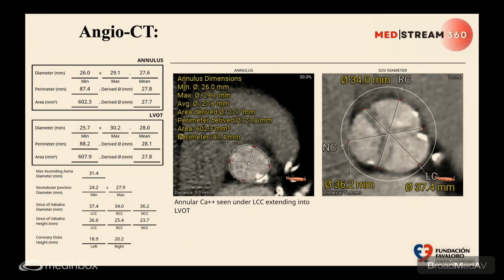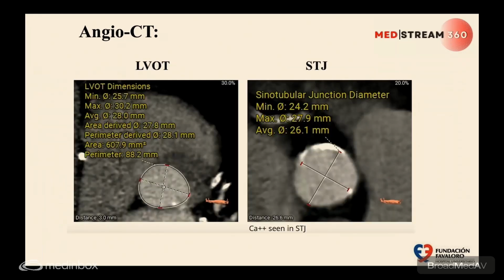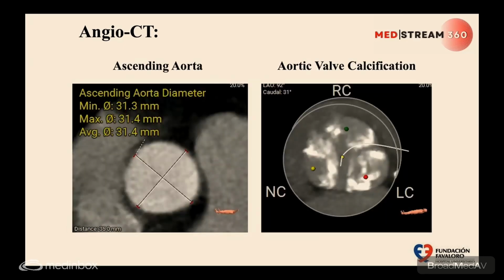We have some calcium below the left coronary cusp extending into the LVOT. This is something to be considered, especially for predilatation. We are not going to be too aggressive. Next. This is a tricuspid valve. We also have probably 90 degrees of calcification on the sinotubular junction, where the diameter is about 26 on average. Next. So this is the valve, which is a tricuspid with significant calcification on the 3 leaflets, and this is the reason why we have decided to pre-dilate this patient before.